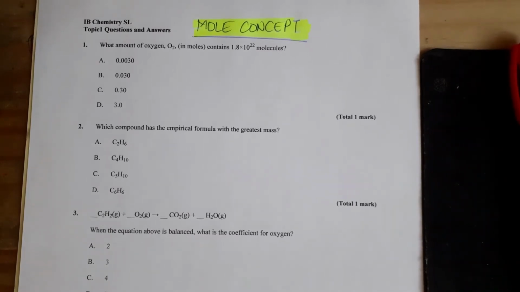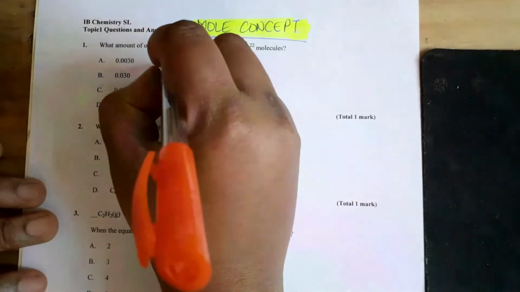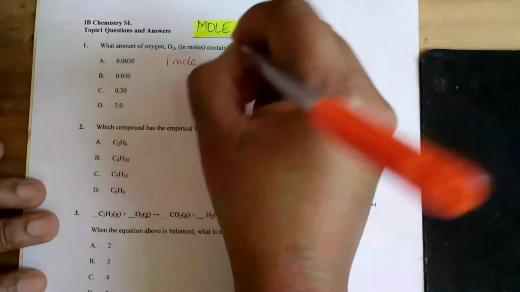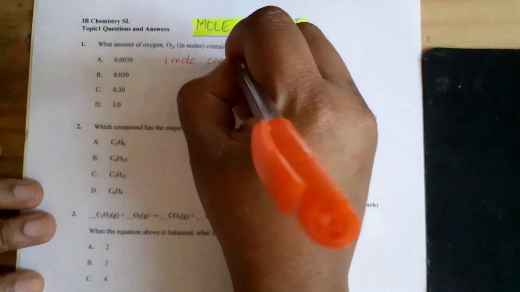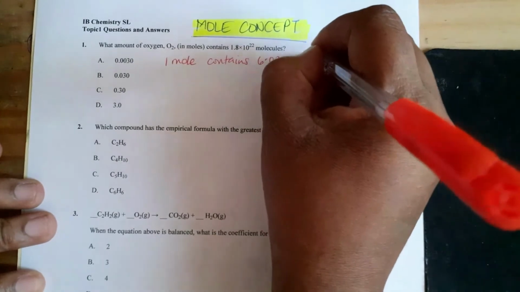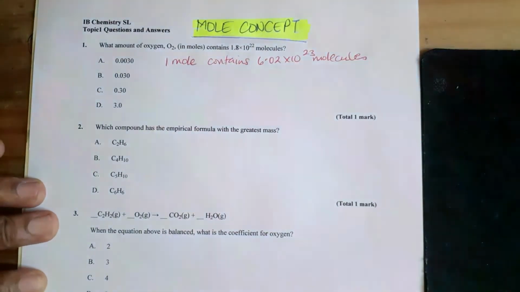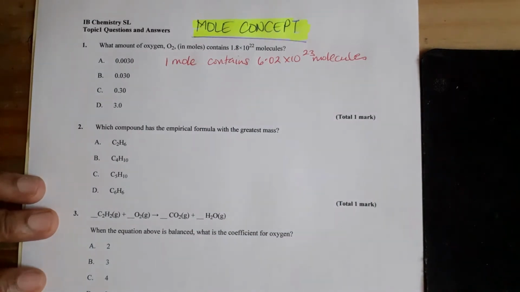So what you're going to do first, and that's what I encourage you to do, is just write an equivalent statement. We know that 1 mole contains 6.02 times 10 to the 23 molecules. Well, really, 6.02 times 10 to the 23 of anything, but here we're dealing with molecules.